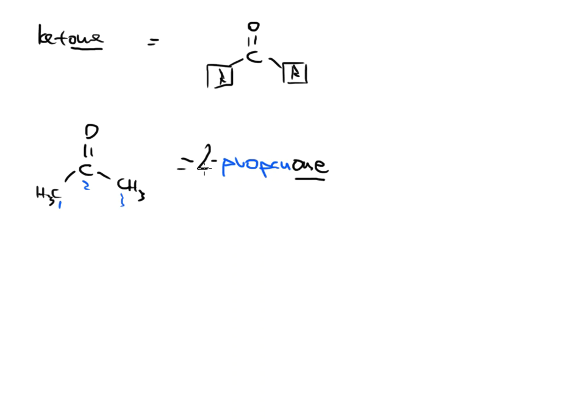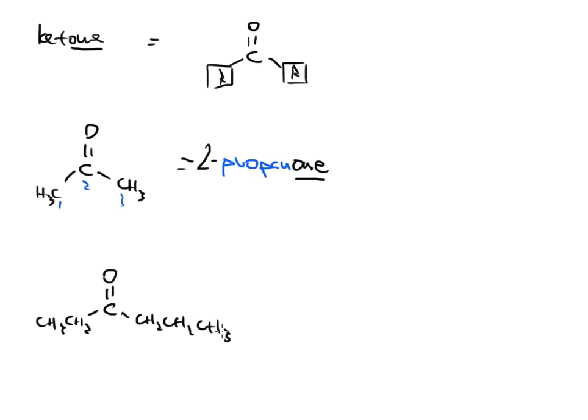All right. Okay, so let's try another one. Let's do a C double bond O, and on this side we'll do a CH2 and a CH3, and on this side we'll do a CH2, a CH2, and a CH3.